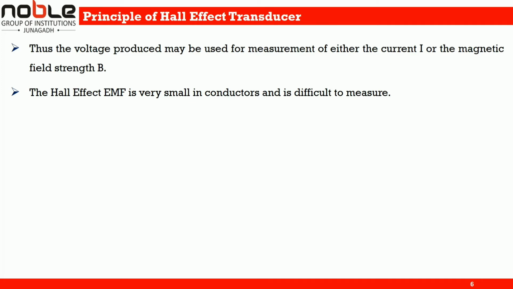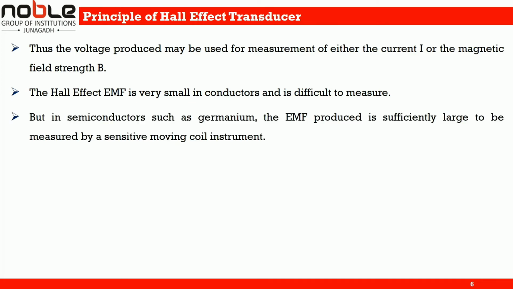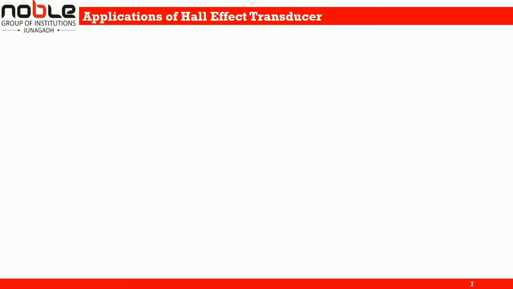The Hall effect EMF is very small in conductors and is difficult to measure, but in semiconductors such as germanium, the EMF produced is sufficiently large to be measured by a sensitive moving coil instrument. Now let us see some of the applications of Hall effect transducer. The first application is magnetic to electric transducer.